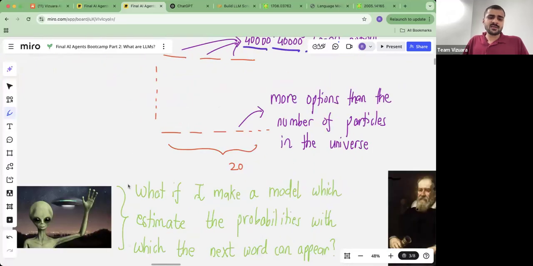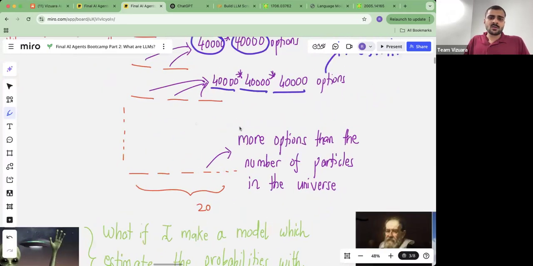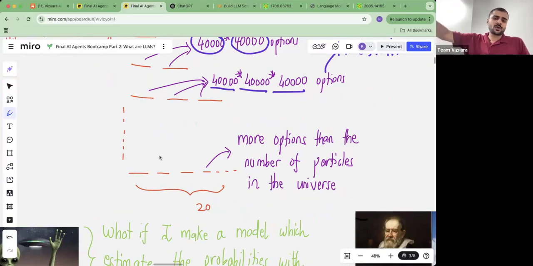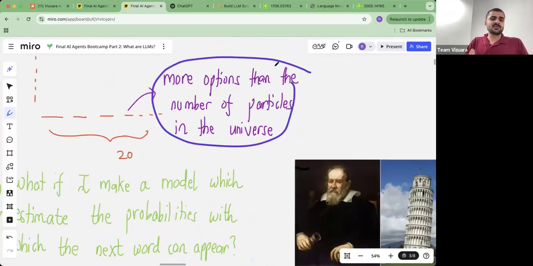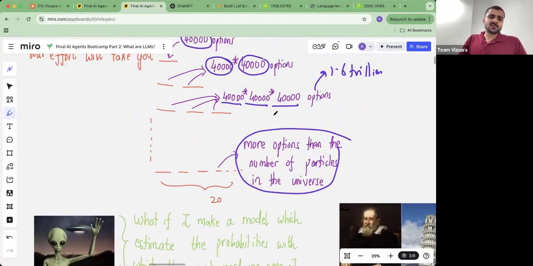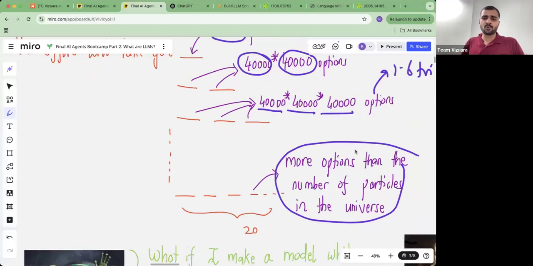And the funny thing is that if you want to predict 20 words in the future, then it will be 40,000 multiplied by 40,000 multiplied by dot dot dot, 20 times. And that's more options than the number of particles in the universe. So this just becomes an impossible problem to solve, right? Through just a probabilistic approach, I cannot look at my past data and predict a full sentence. It's just impossible to do.